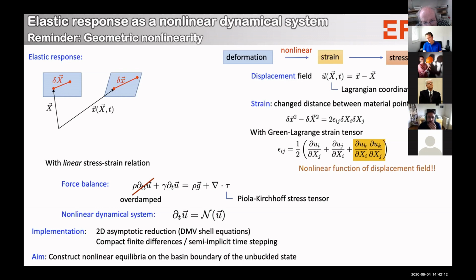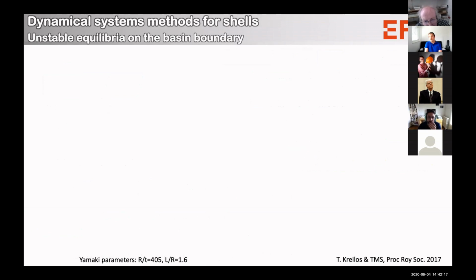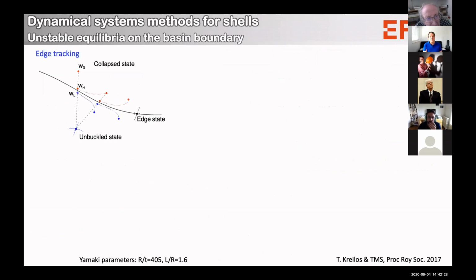And here we are again using a method that has been developed in fluid dynamics. The idea is very simple. Imagine you have two initial conditions, two initial deformations on either side of the basin boundary, okay? One is outside the basin of attraction, so it will move away from the unbuckled state towards collapse, whereas the one inside the basin boundary will go back to the unbuckled state.